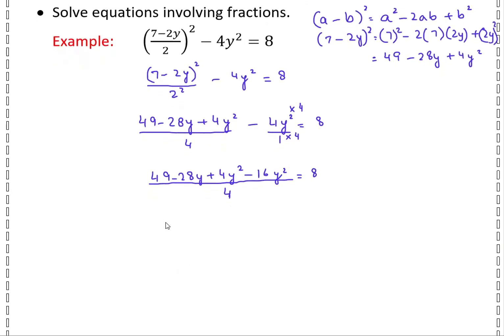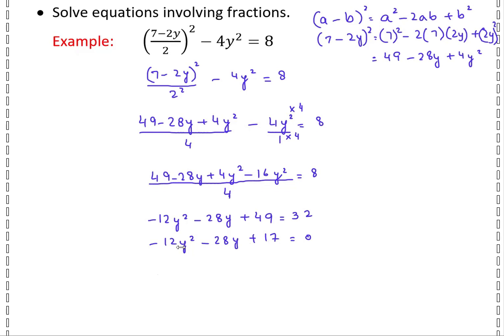When we simplify it, we will get minus 12y square minus 28y plus 49 is equal to, we can do the cross multiplication, so we will get here 32. So finally, we have here minus 12y square minus 28y plus 70 is equal to 0. 49 minus 32 is equal to 70.